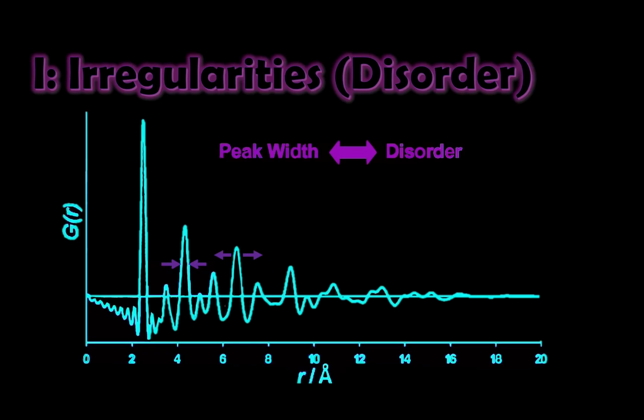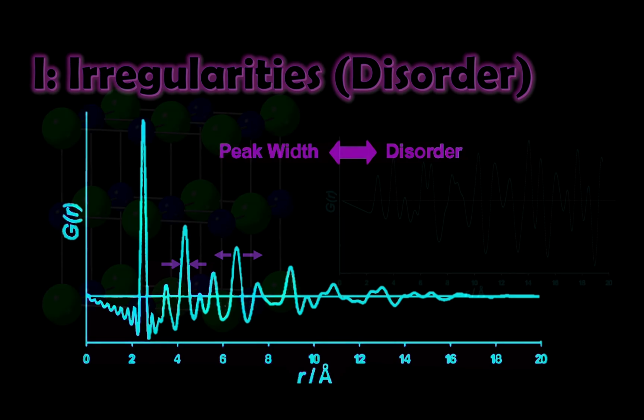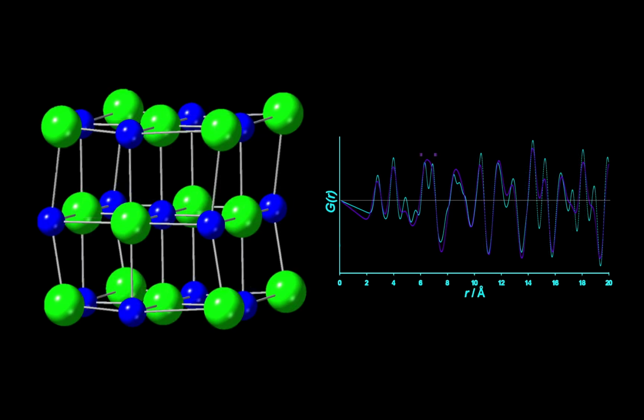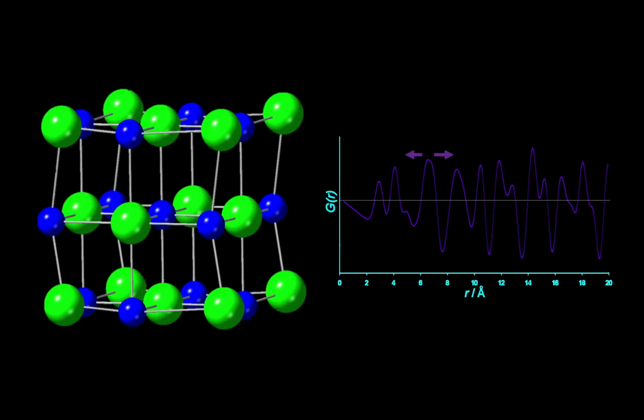Sometimes, instead of shifting, the peaks will become wider upon changes in temperature or pressure. The broadening of these peaks is due to the irregularities in the crystal lattice, such as atomic disorder or defects.